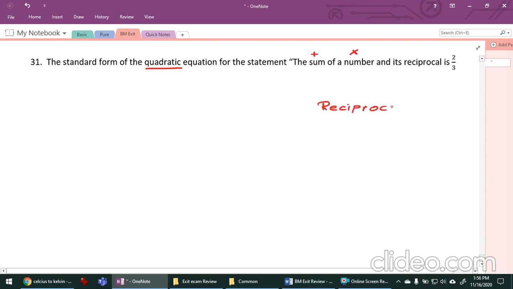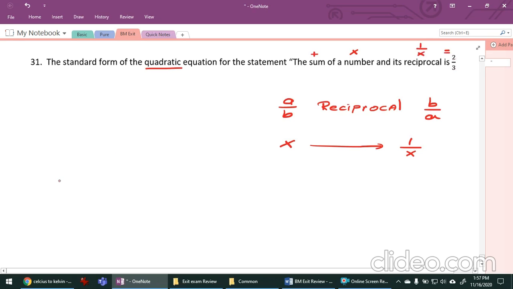Reciprocal. So if you have a by b, then the reciprocal of a by b is b by a. Just x. So if you have x here, what is the reciprocal? It will be 1 by x. Okay. So what is there? The sum of a number, we don't know the number, so number is x, and its reciprocal. What is the reciprocal of x? It is 1 by x. Is means equal to 2 by 3.